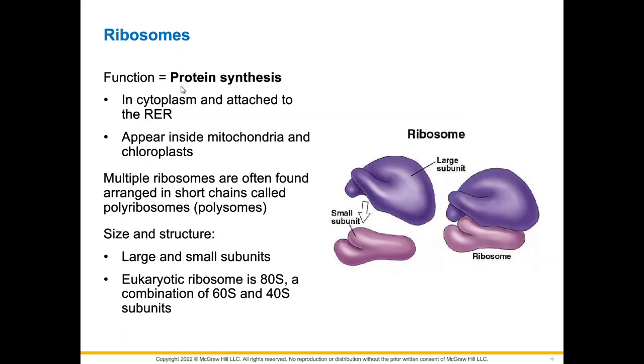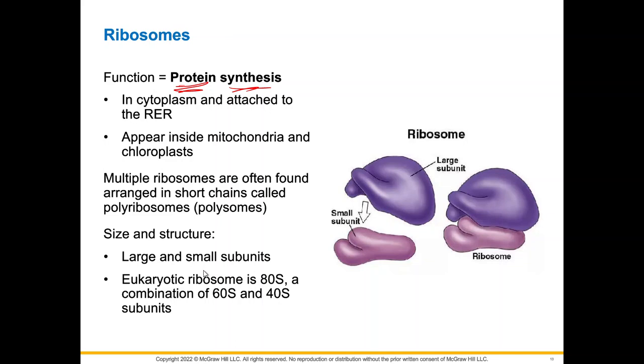Next, ribosomes, really important. They're protein synthesizers. They make proteins. They can be found in the cytoplasm, or they can be attached to the RER, which stands for the rough ER, the rough endoplasmic reticulum. They can appear inside mitochondria as well as chloroplasts, but essentially the big idea which you really need to know here is that they are the site of protein synthesis. That's very important. We're going to talk about those more later.